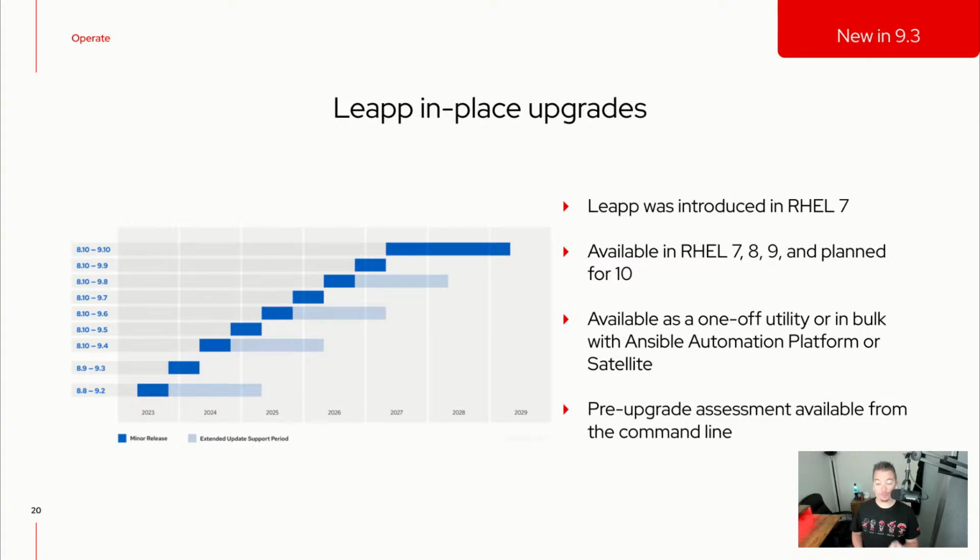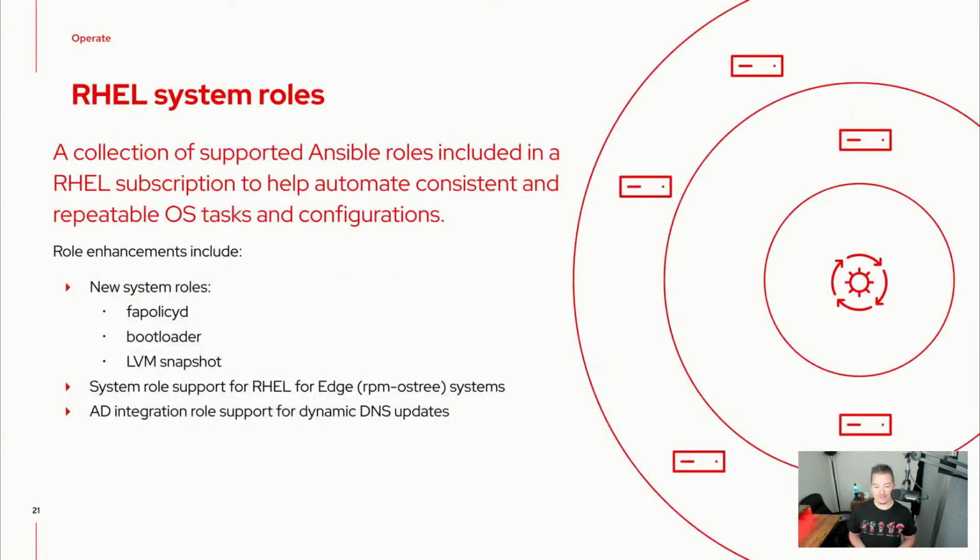I'd also like to point out that the pre-upgrade assessment is available as part of an action on Red Hat Insights as well. So again, that was announced in 9.3, but worth repeating here for 9.4 as well, especially as 8.10 is now available. And actually, technically, I think the RPMs are being synced as we speak. So 8.10 should be available by the time you watch this recording. But definitely take a look at Leapp in-place upgrades.